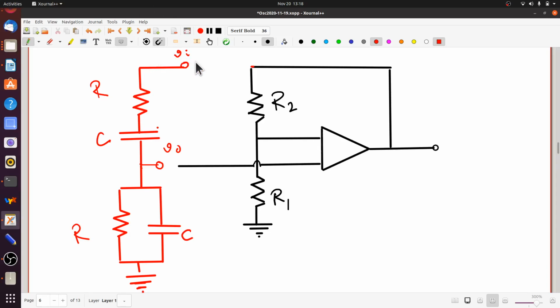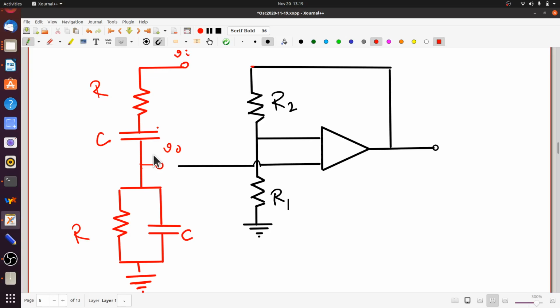The input to this lead lag network is up here, that's marked Vi, and this is Vo, the output. But let's be very careful. Here, the input to the lead lag network is actually very distinct from the input to the amplifier. Right? The amplifier input is here, and the output of the amplifier is here. The Vi-Vo that we are talking about in this particular part is the input and the output voltages for the lead lag network.